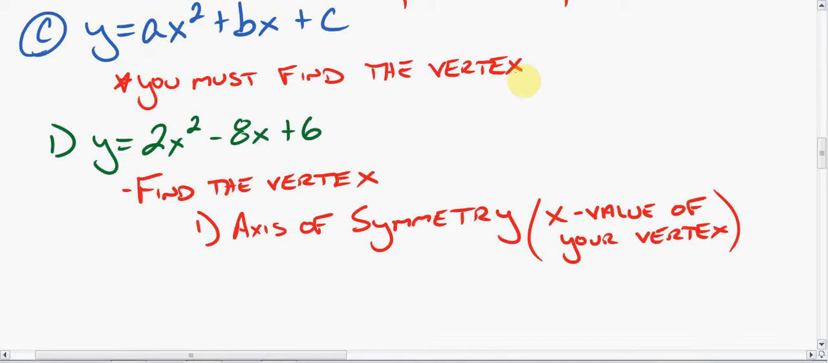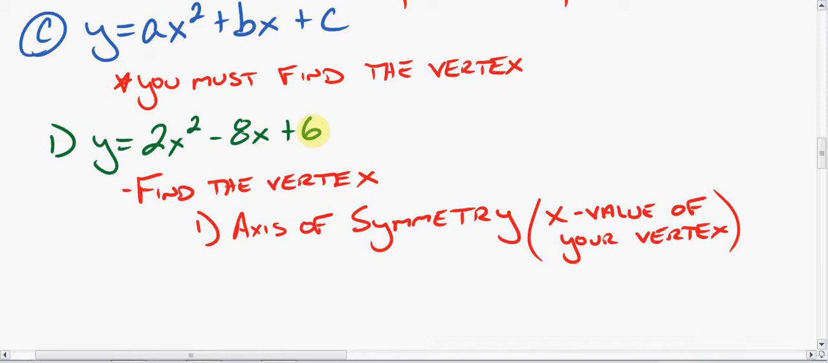So in order to do that, let's take a look at our first equation here. So we see y equals 2x squared minus 8x plus 6. Before we go ahead and find the vertex, I'm going to ask you a question. Does this parabola open up or down? And how do you know? All right, does it open up or down? You should be able to see that just from looking at the equation.